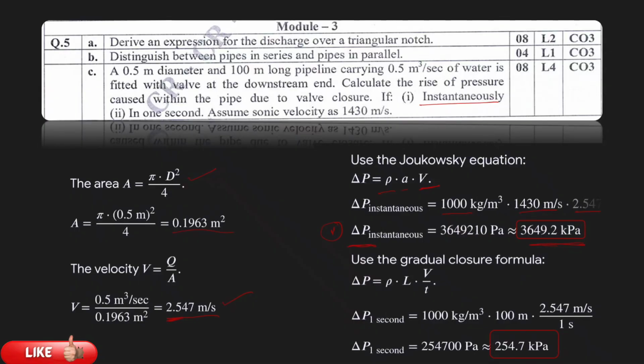Next, the second question is valve closed in 1 second. Change in pressure is equal to density into length multiplied by velocity divided by the given time. Change in pressure in 1 second is equal to rho is 1000, then length is 100 meter, actual velocity is 2.547 divided by given time is 1 second. After solving, we will get 254.7 kilopascal. This is the answer for the second question.